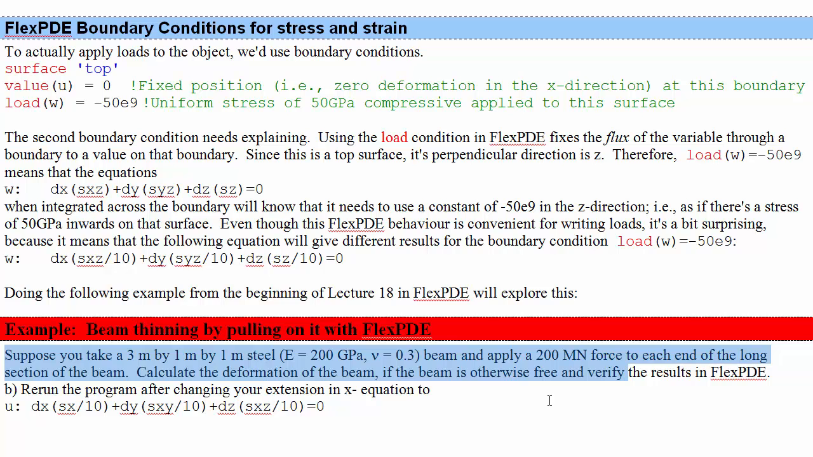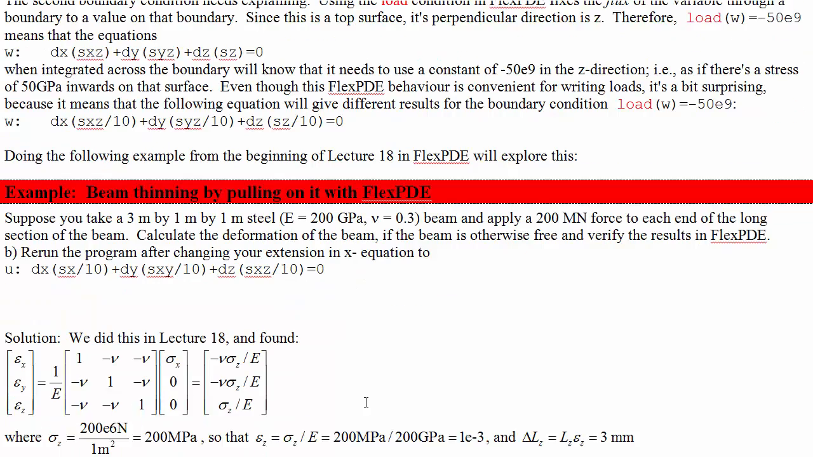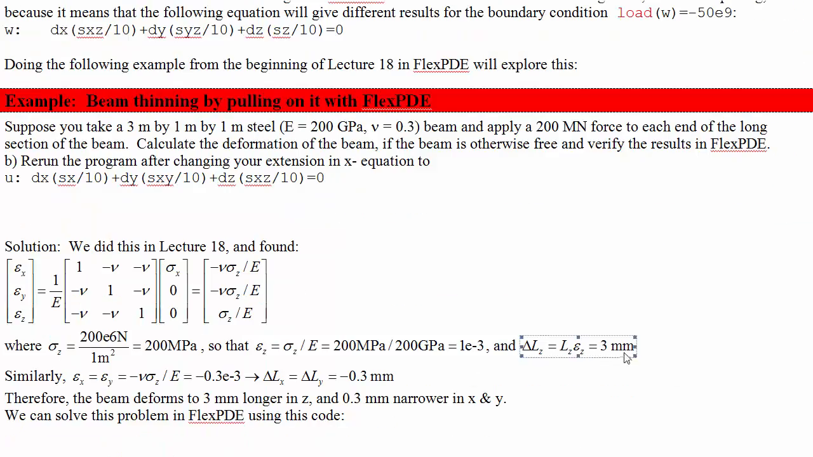And then what we're going to do is verify the results using the FlexPDE code. If you have enough information from what we did in the last little bit of this lecture, then feel free to try and write that FlexPDE code yourself before you jump to the answer. Then we're going to try to rerun it using this different differential equation and see what happens. Previously we learned that this gives us a displacement of 3 millimeters.